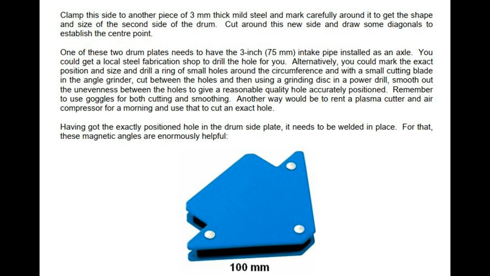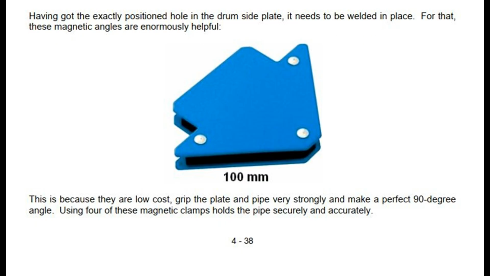Having got the exactly positioned hole in the drum side plate, it needs to be welded in place. For that, these magnetic angles are enormously helpful. This is because they are low cost, grip the plate and pipe very strongly and make a perfect 90-degree angle. Using 4 of these magnetic clamps holds the pipe securely and accurately.